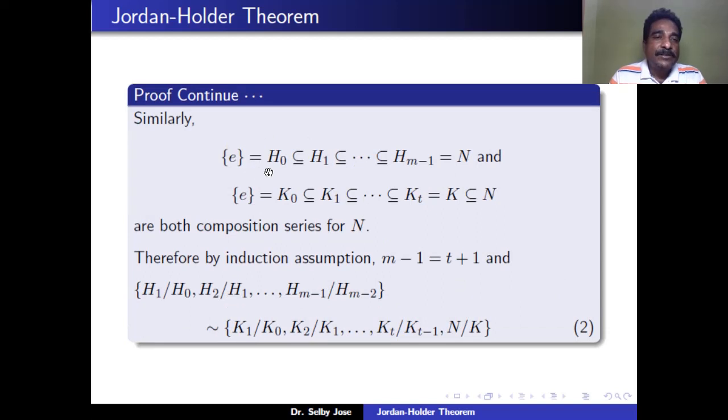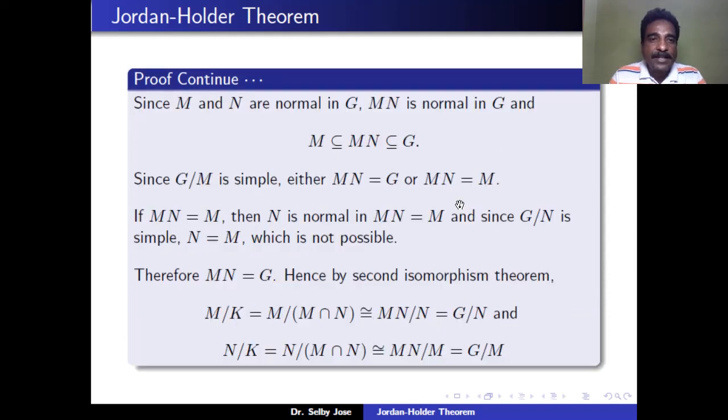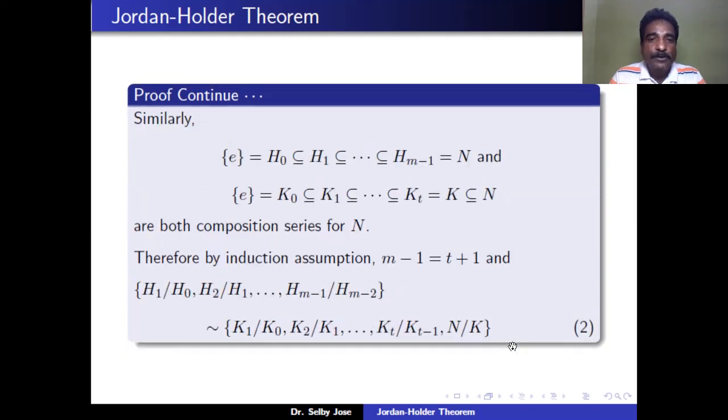Similarly, if I start with H_0 contained in H_1 contained in ... H_{m-1}, and that is the same as N, and begin with identity equal to K_0 contained in K_1 contained in ... K_t, which is equal to K, and which is contained in N because K is equal to M intersection N. And we have seen that N mod K is isomorphic to G mod M, that means N mod K is simple because G mod M is simple. So N mod K is simple, and each one is a simple factor, composition factors are simple.